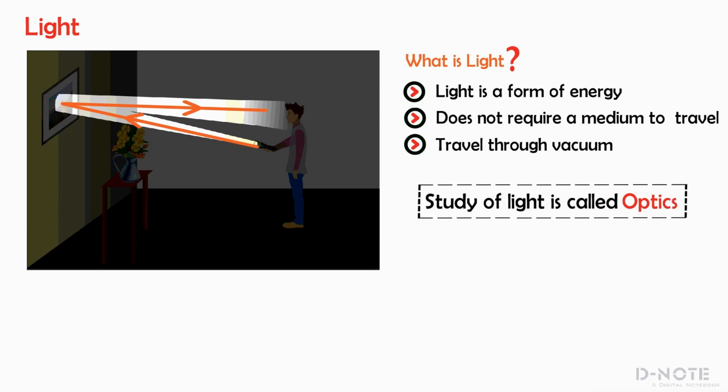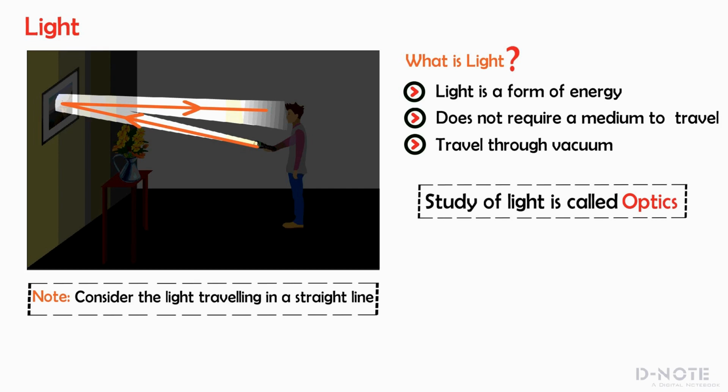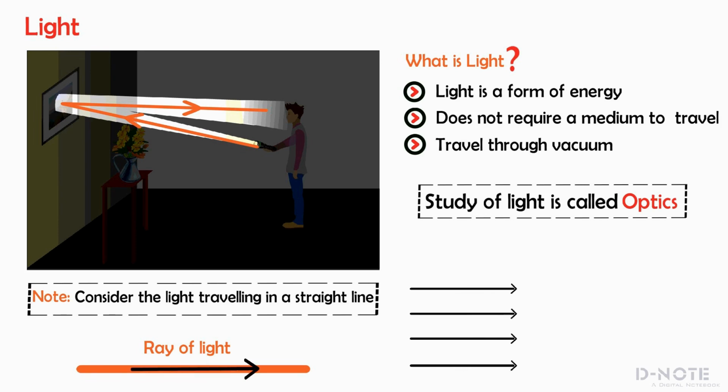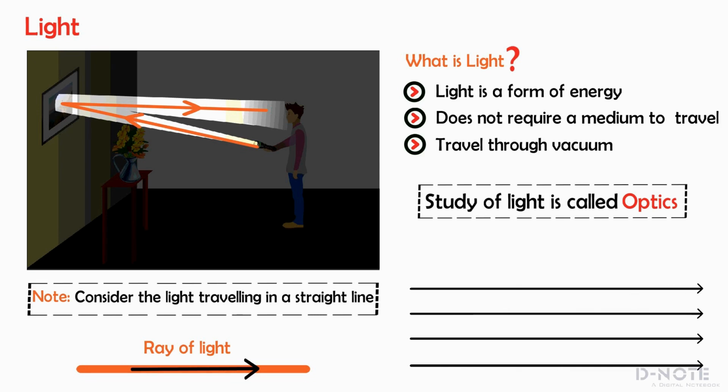In order to study the nature and properties of light, we consider it traveling in a straight line. The line drawn in the direction of propagation of light is called the ray of light, and we represent light propagation using a straight line with an arrow. A group of rays which are traveling parallel in the same direction is termed a beam of light.